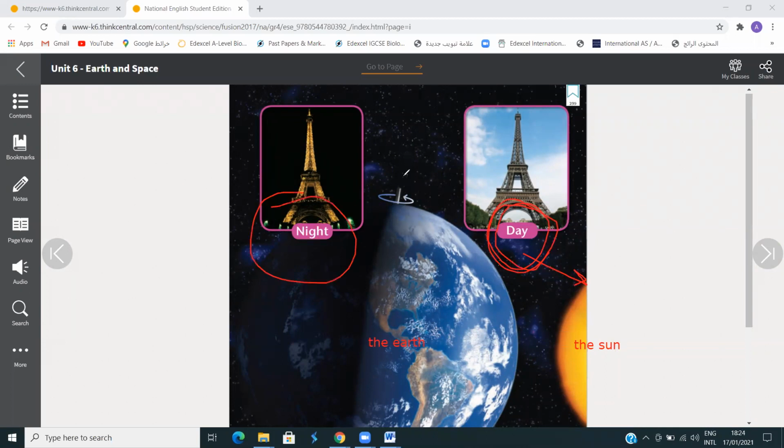But there is an axis here. Do you see the axis? This imaginary axis goes from the North to the South Pole. This is called the imaginary axis of the Earth. Due to this imaginary axis, the Earth rotates around itself from west to east. This rotation causes day and night. The side which faces the sun is called day, and the side which faces away from the sun is called night. That is the cause of day and night.